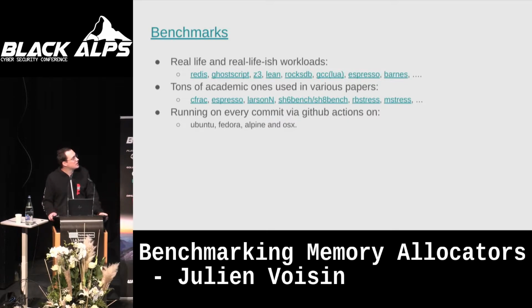Academic ones, because every single person who is publishing a paper about a new allocator comes up with their own benchmark to show how great their allocator is. Larson and Orbit test, I think, is some patched Ruby thingy to show something. Why not? And interestingly, it's making use of GitHub Actions to run the whole test suite on Ubuntu, Fedora, Alpine, and OS X.